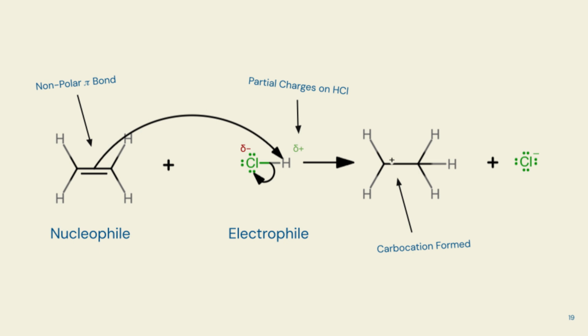To summarize electrophilic addition, we are taking an electrophile and adding it to a nucleophile. The important thing to note about electrophilic addition, and also elimination, is that in addition, you're always going to have a nonpolar pi bond that is forming a bond with the electrophile.